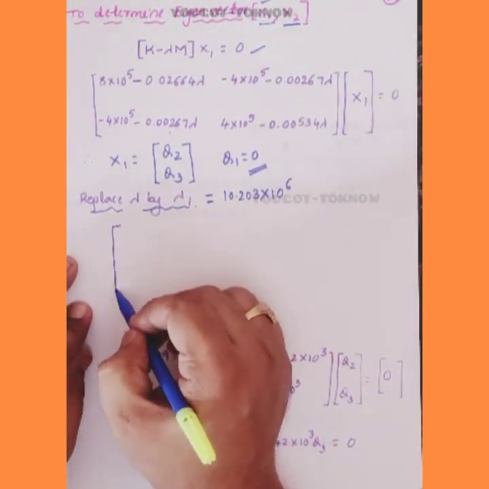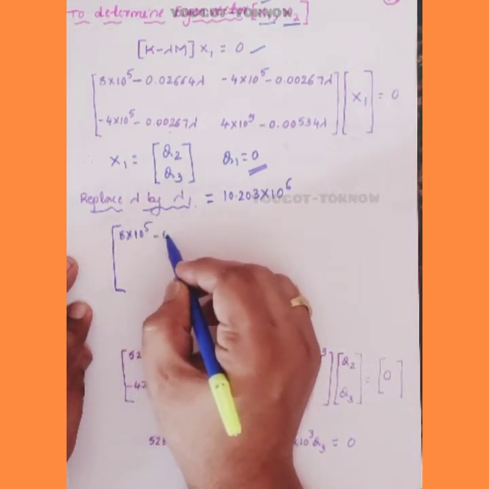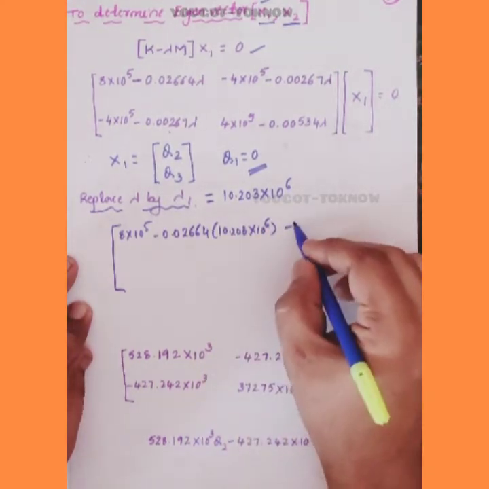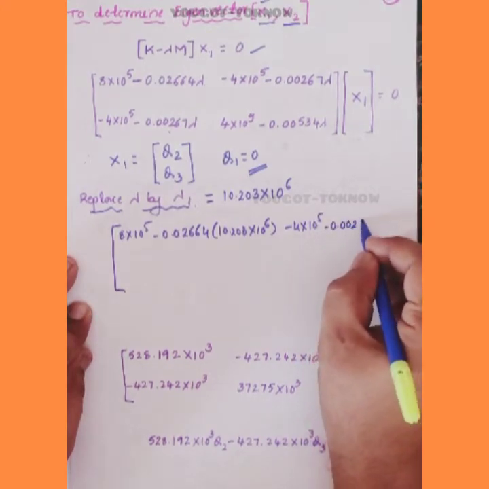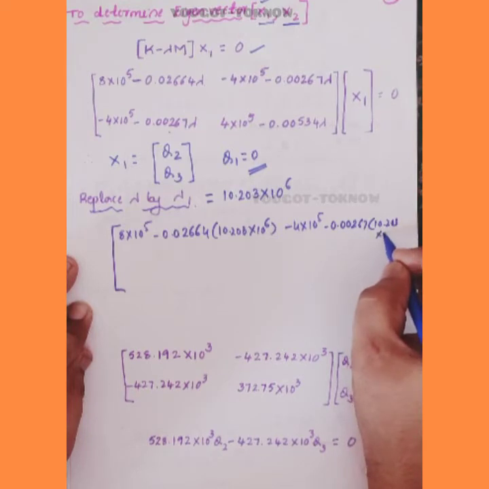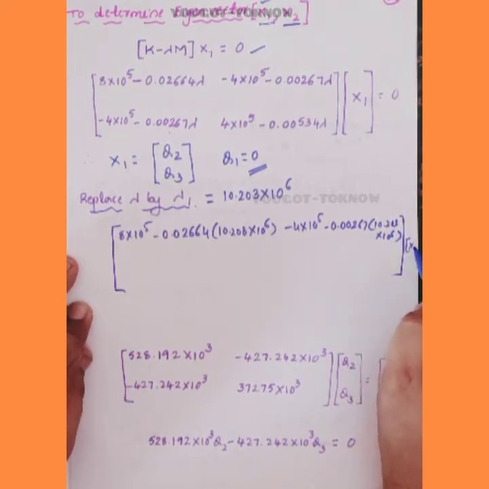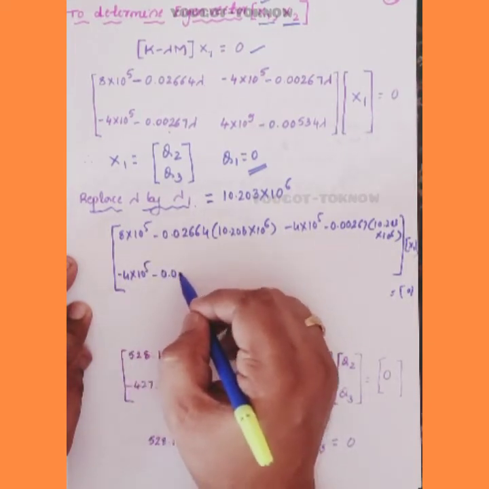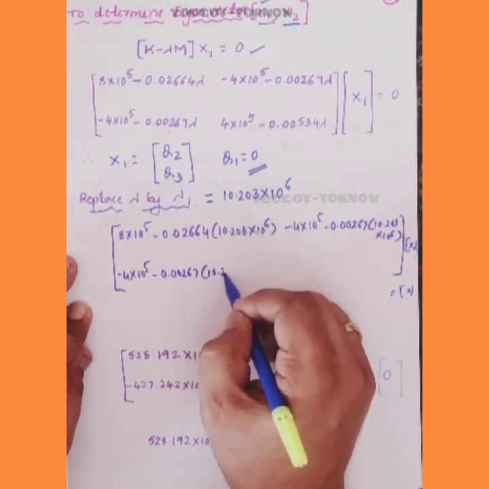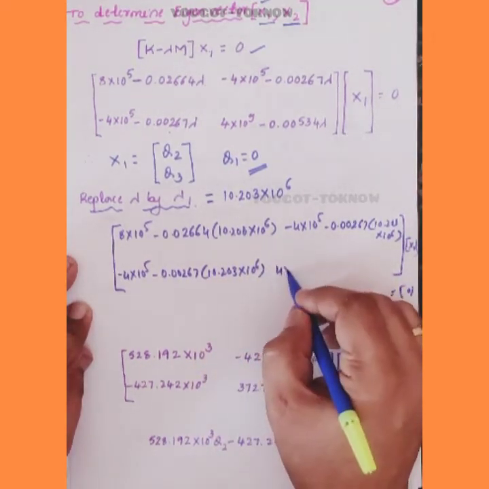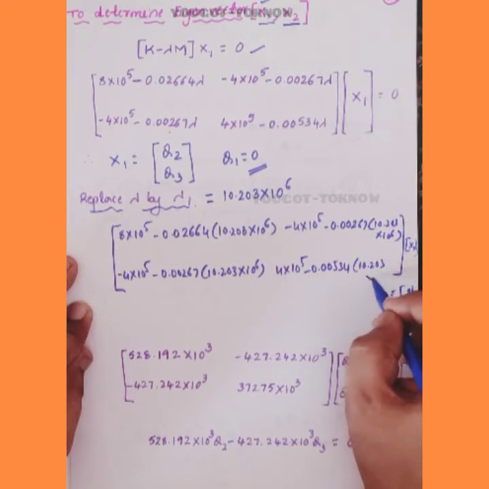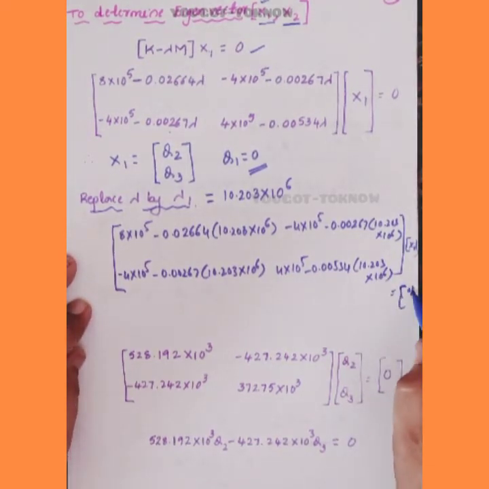Now, just replace lambda by lambda 1. 8 into 10 power 5 minus 0.02664 into 10.203 into 10 power 6. Now, minus 4 into 10 power 5 minus 0.00267 into 10.203 into 10 power 6. You can write x1 as 0 or replaced by Q, no problem. Next, similarly, the same value, minus 4 into 10 power 5 minus 0.00267 into 10.203 into 10 power 6. Now, 4 into 10 power 5 minus 0.00534 into 10.203 into 10 power 6. This equals 0, 0.